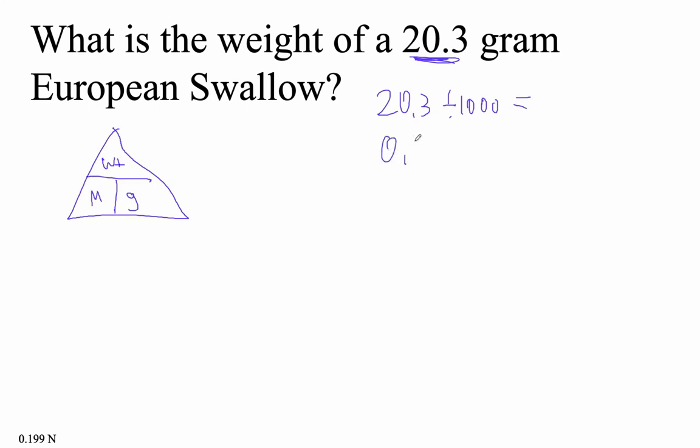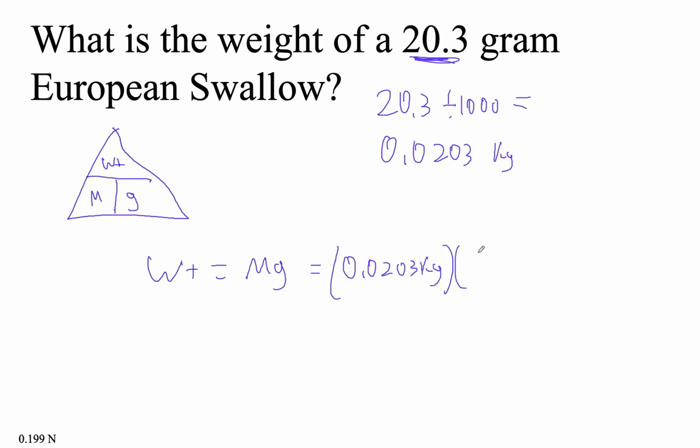It's 0.0203 kilograms, right? And then weight is just mg, so just multiply the mass by the field strength. And we're on Earth, so we're going to use 9.81. So 0.0203 kilograms, and then g on the surface of the Earth is 9.8 newtons per kilogram.